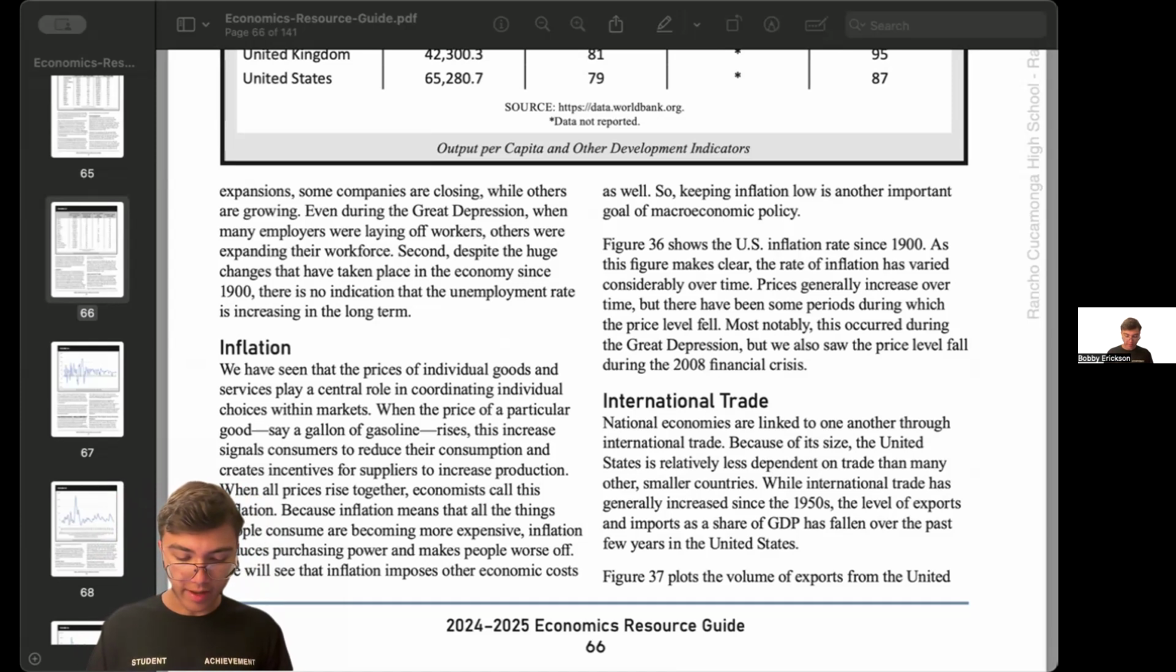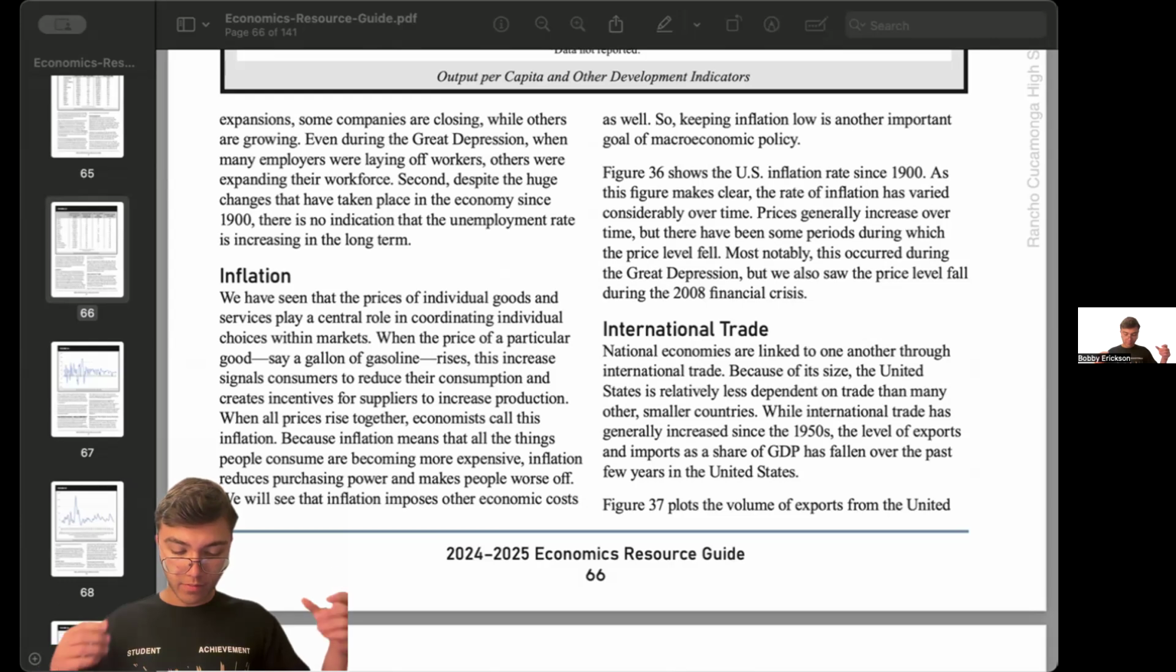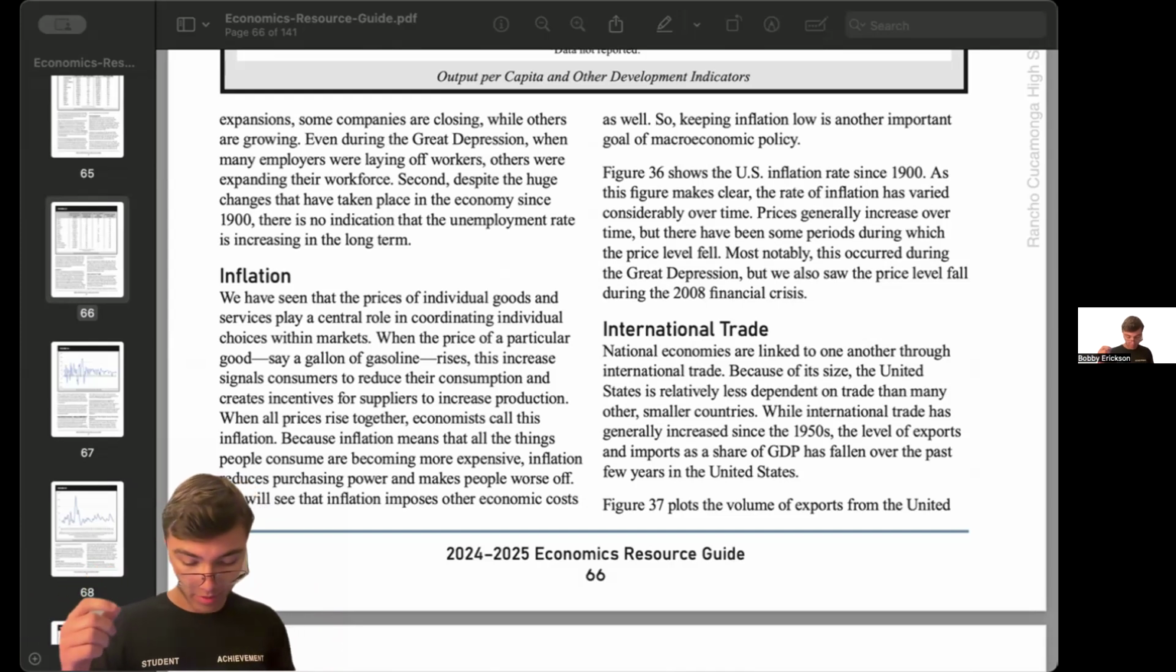And then we get to take a look at inflation. So we see that prices of individual goods are very important for individuals who are making choices in markets. And with a rise in the price of a gallon of gasoline, for example, it shows the consumers that they should reduce their consumption. And this creates incentives for suppliers to increase production. So if the price goes up, then fewer people are going to want to buy it, but more people are going to want to supply it with higher prices, remember.